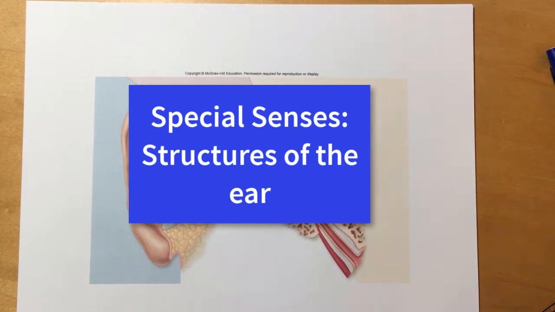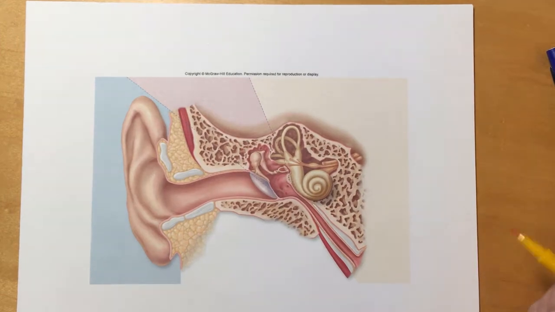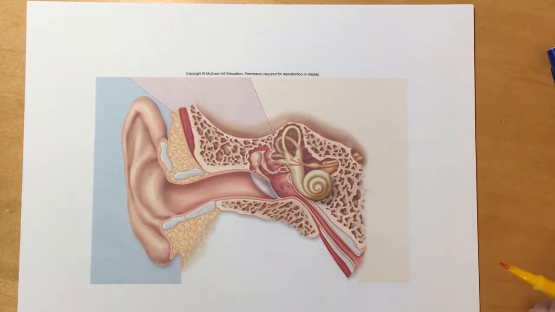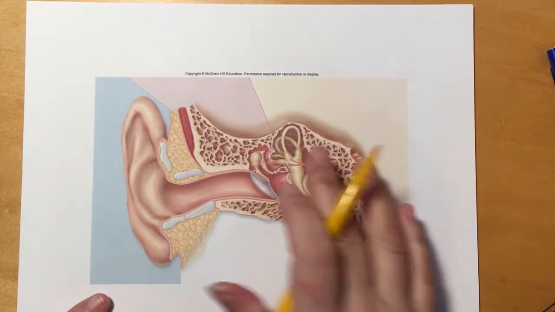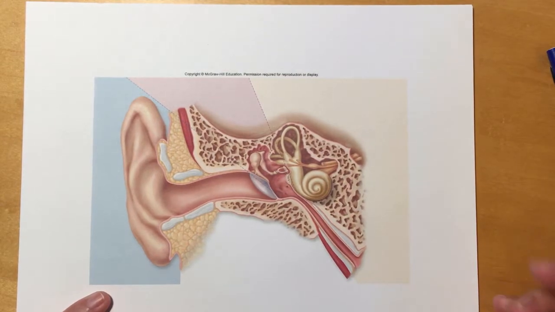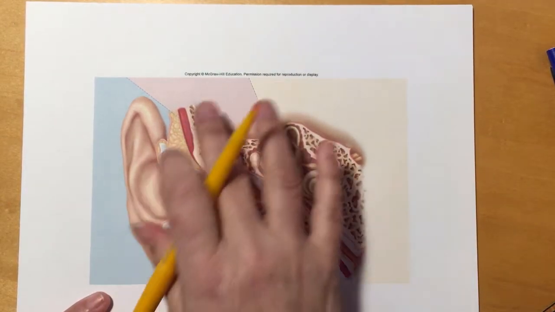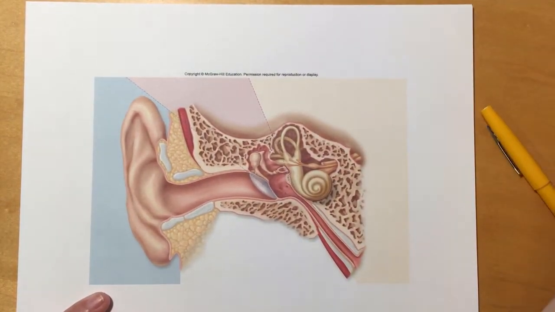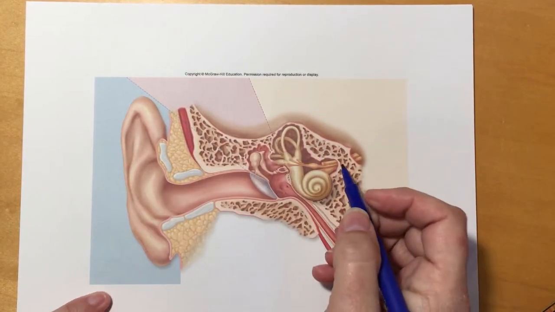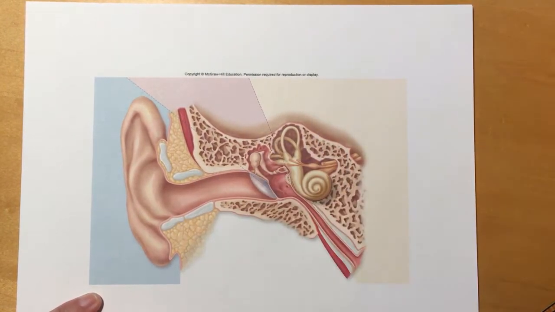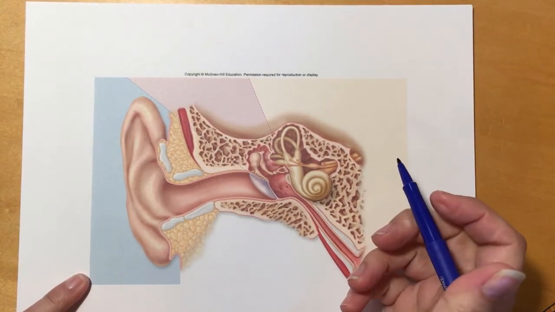Hi everybody, welcome back. Today we're going to be talking about special senses, the ear, and in particular this video is about structures of the ear. So I have printed out this picture from your textbook and you can see that there's three different colors on here, and I'll start with the same color out here. These colors correspond to the three different areas of the ear.